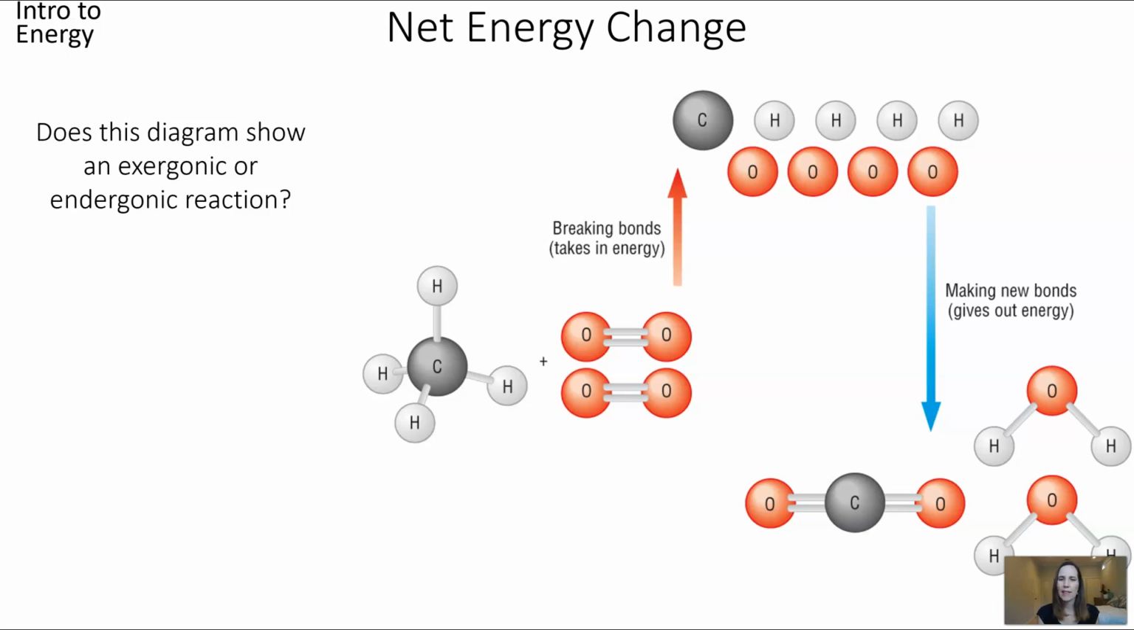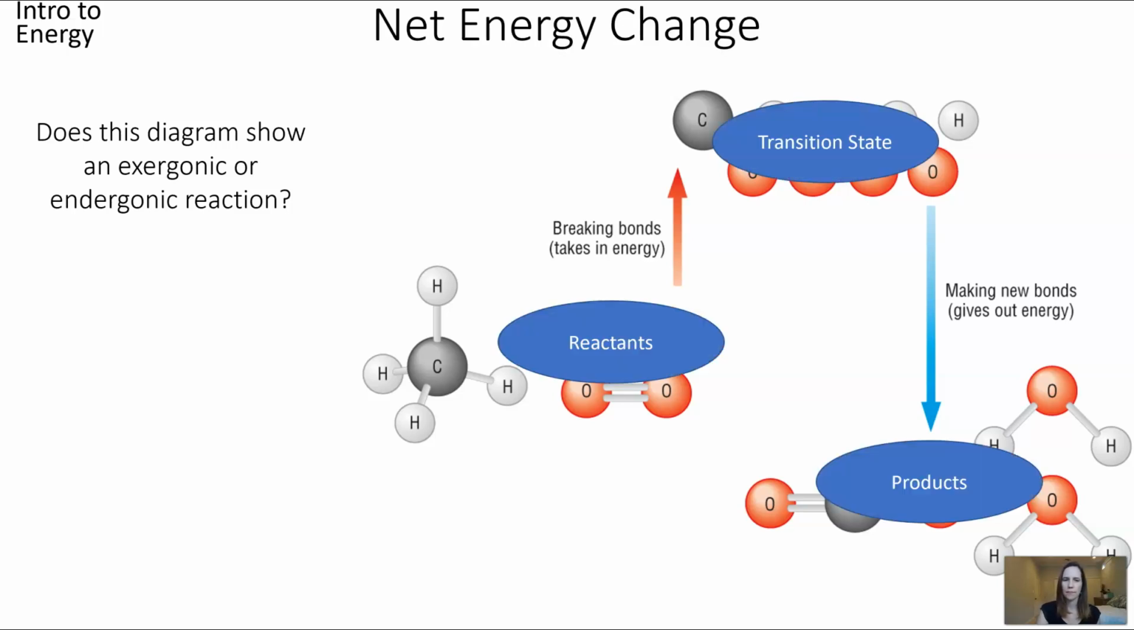So let's look at why this is. So in this diagram, does this show an exergonic or an endergonic reaction? To figure that out, what I would want you to look at is that, at the most basic, we're looking at going from reactants to a transition state to products.